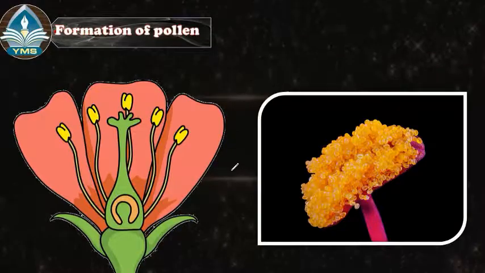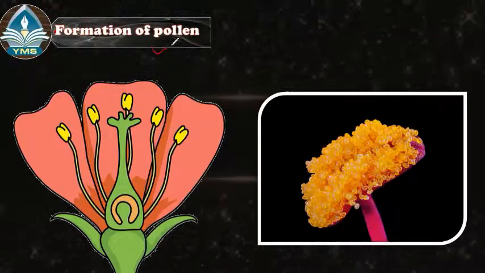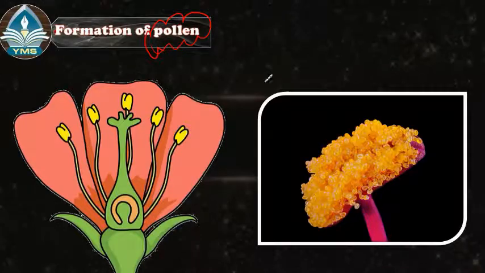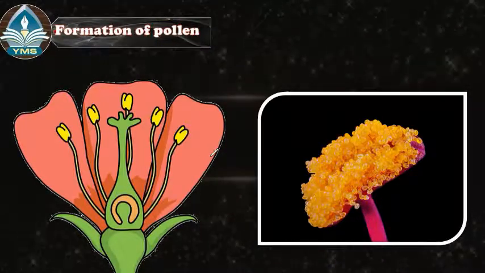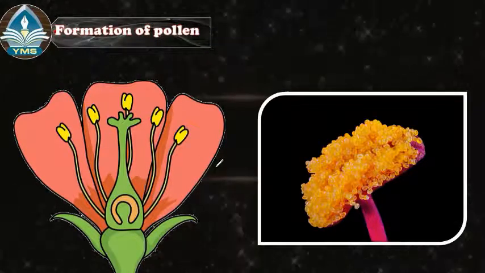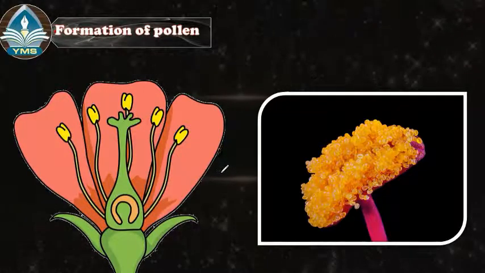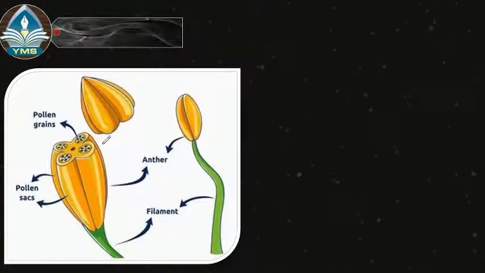Now here we're going to look at the formation of pollen. We're going to see how these pollen grains are made in the anther. Here, if we look at the structure of the anther, this is the anther. If we have a cross cut of it, we are going to see it has 4 chambers. We call them pollen sacs. Now in each of these pollen sacs we will find many cells.